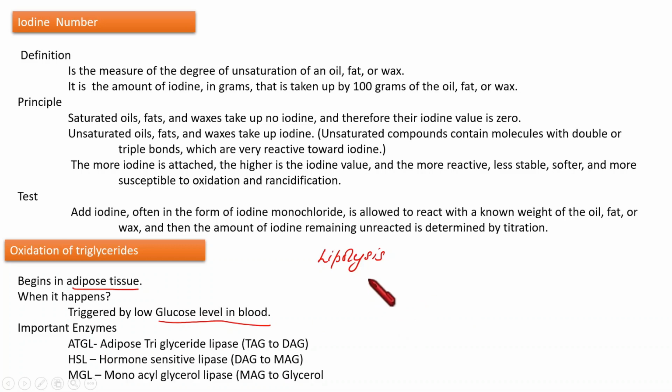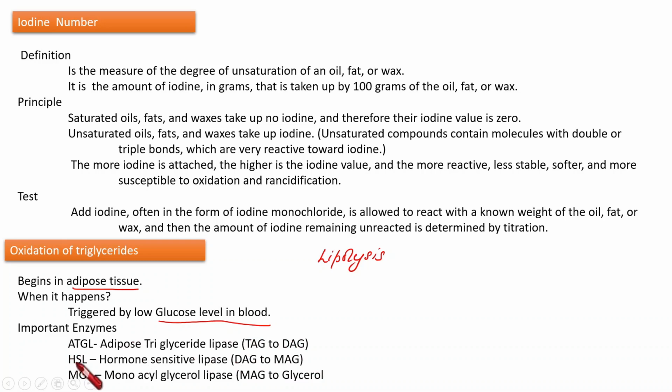functioning in this lipolysis pathway. They are three. First one is ATGL. ATGL means adipose triglyceride lipase. What it is doing here is it hydrolyzes triacyl glycerol to diacyl glycerol.